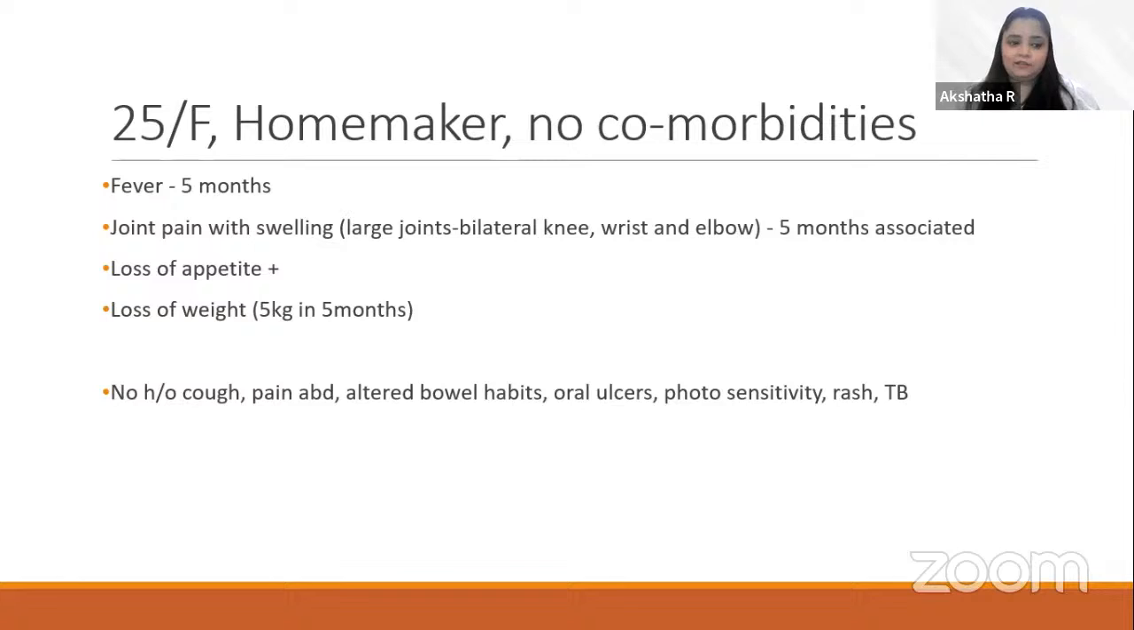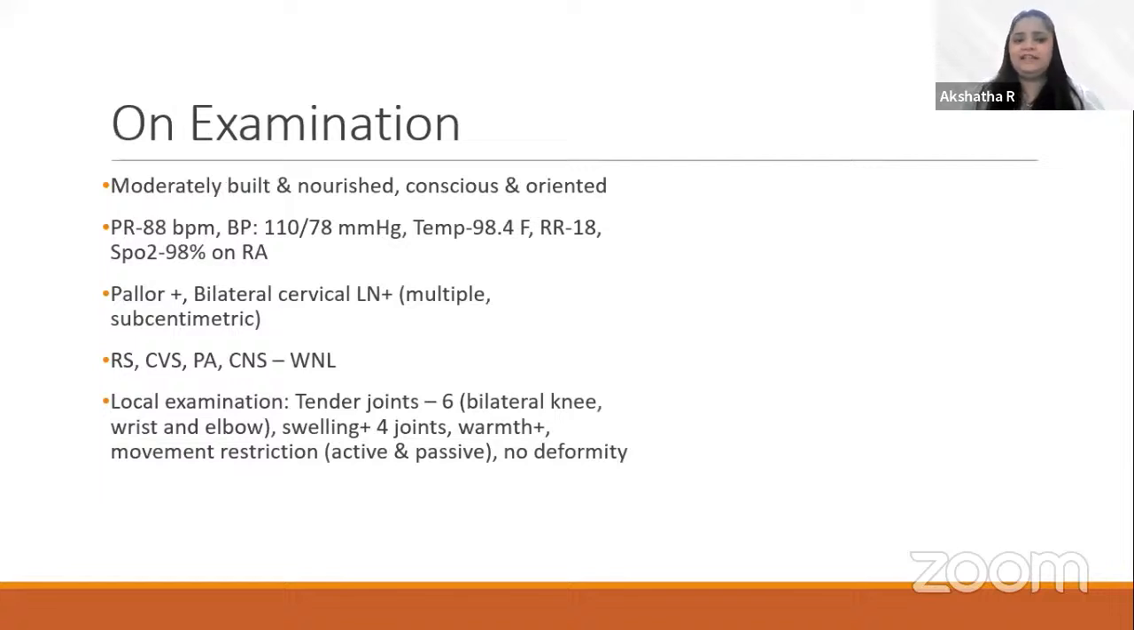Along with this, she has a history of loss of appetite and loss of weight, around 5 kg in the past 5 months. But there is no history of cough, abdominal pain, altered bowel habits, oral ulcers, photosensitivity, rash, or TB. There is no history of exposure to TB as well. On examination, she is moderately built and nourished, vitally stable, conscious, and oriented. She has pallor. Bilateral cervical lymph nodes are present, which are multiple but subcentimetric.